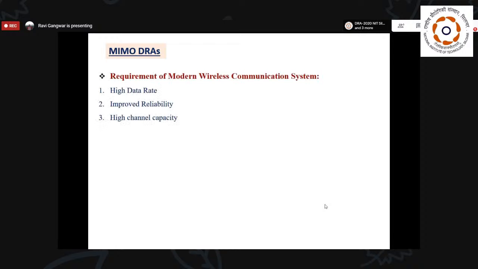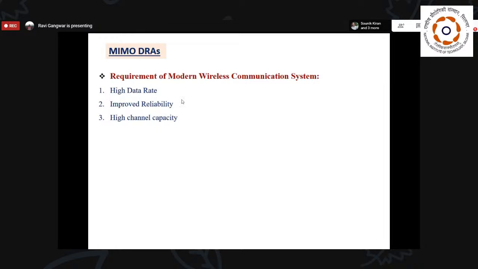So first, I consider what the current requirement of a modern wireless communication system is. As we know, in modern wireless communication, our first task is to provide communication for each and every user. In our country, the population is very high, and the demand of each and everyone is going to be high. So in the current situation, we require a communication system that supports high data rates, improved reliability, and high channel capacity.